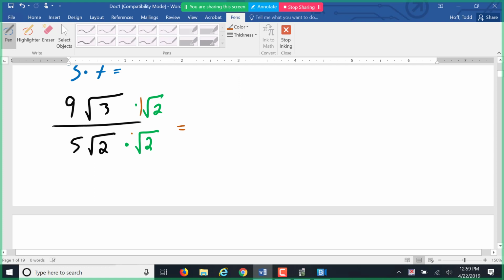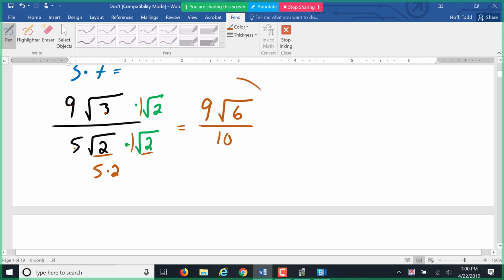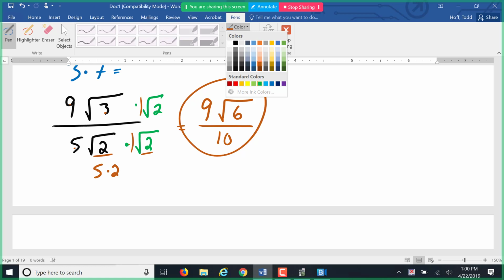On top, again, I always think of that as 1 square root of 2, 1 times the square root of 2. 9 times 1 is 9. Square root of 3 times the square root of 2 is square root of 6. Remember, I can multiply the objects of the radicals if they're the same index. So 3 times 2 makes 6, square root of 6. On bottom, 5 times 1 is 5. Square root of 2 times the square root of 2 is 2. So 5 times 2 is 10. So that's 9 square roots of 6 over 10.